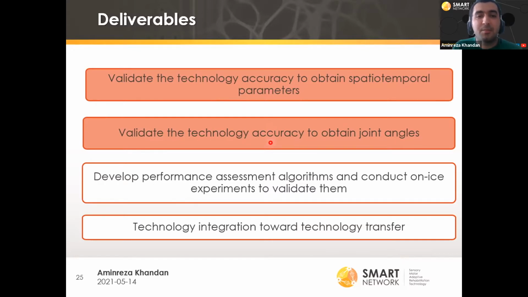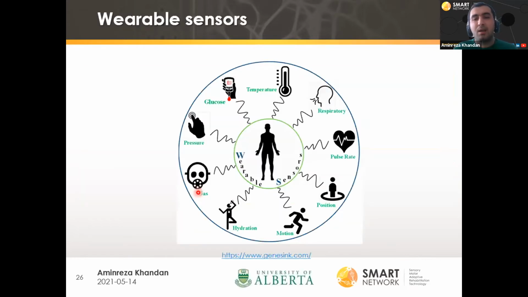But after the completion of the validation, we can use the spatiotemporal parameters and joint angles to develop performance assessment algorithms, and then we can conduct analysis experiments to validate them. And finally, we can integrate the technology toward technology transfer, as I told before. As I stated earlier, wearable sensors have lots of applications. One of them is to diagnose muscle spasticity in the patients. Now, Khilesh is going to talk about it.